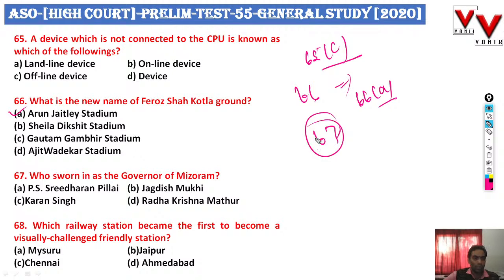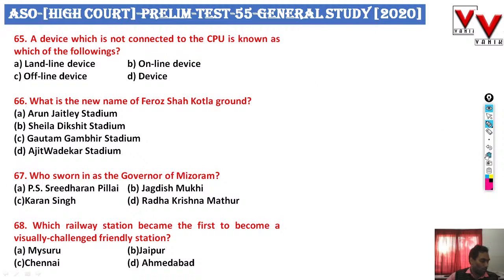Now 67. Who is the governor of Mizoram? The governor of Mizoram is P.S. Sreedharan Pillai, who has been appointed governor of Mizoram. So the right answer to 67 is A. Which railway station became the first to be a visually challenged friendly station? 68, the right answer is Mysore railway station. Mysore has become the first visually challenged friendly station. So 68, right answer is A only.